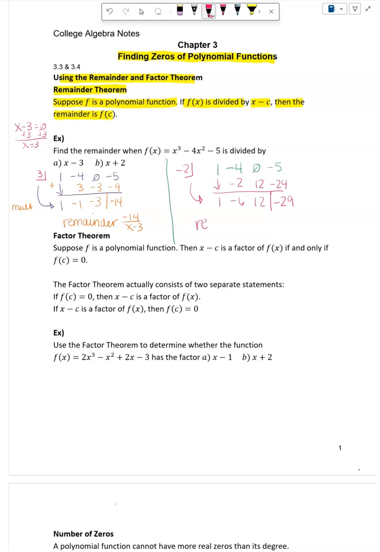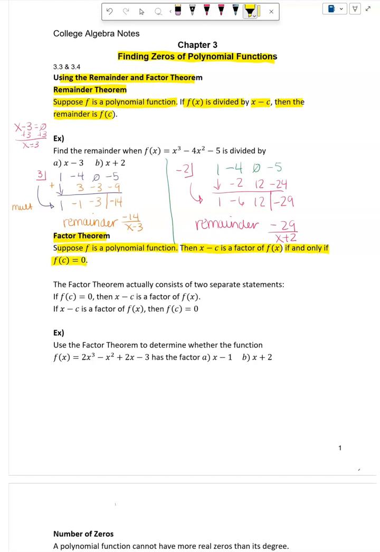So the remainder is negative 29 over x plus 2. Okay? Now let's look at the factor theorem. So suppose f is a polynomial function, then x minus c is a factor of f of x if and only if f of c equals 0.